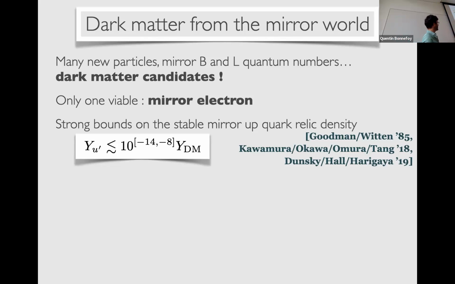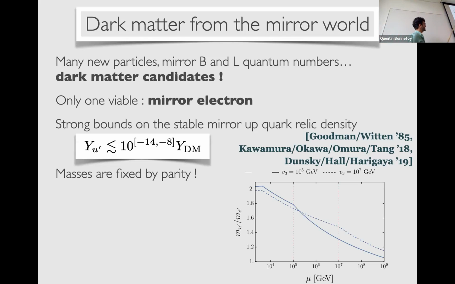There are several different bounds of this kind, with many uncertainties on those bounds and on the dynamics, but I think what we extracted is a rough range of that sort: the yield of the U prime quark has to be at most 10 to the minus 9, that's dark matter. And in our model, that's a very strong bound, simply because, as we said, the masses are fixed by parity.